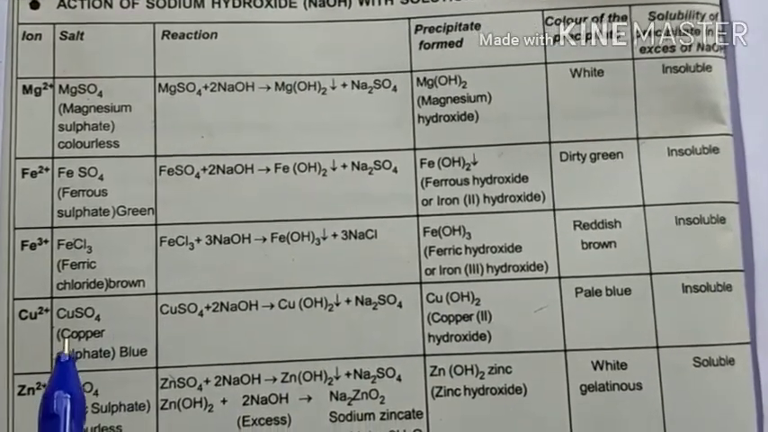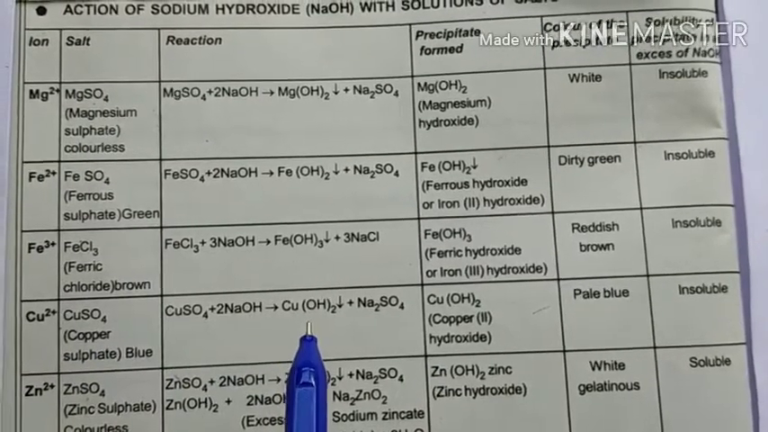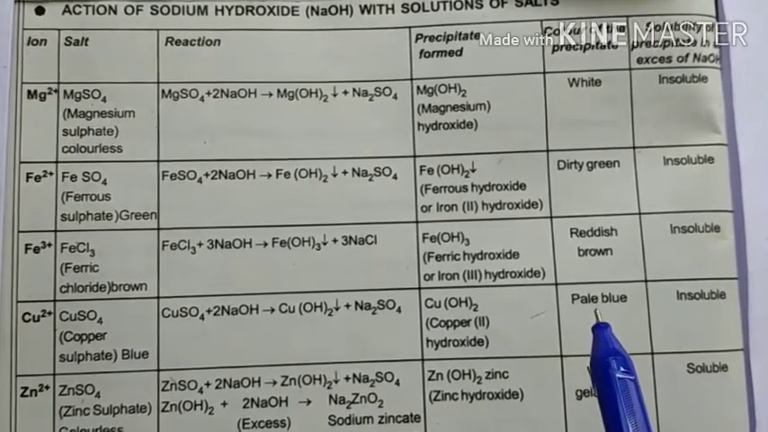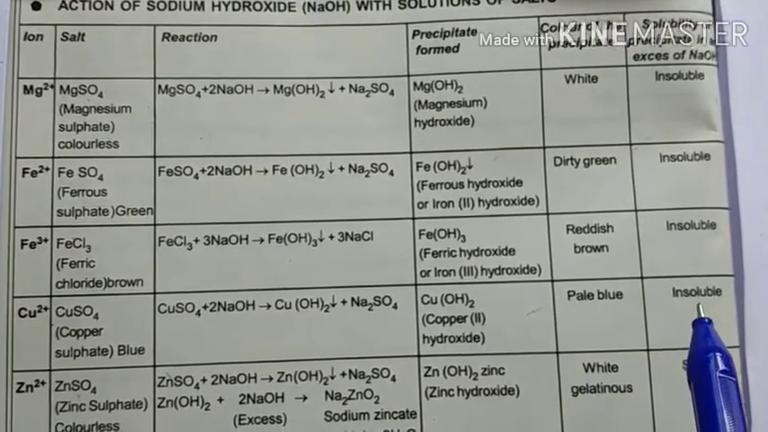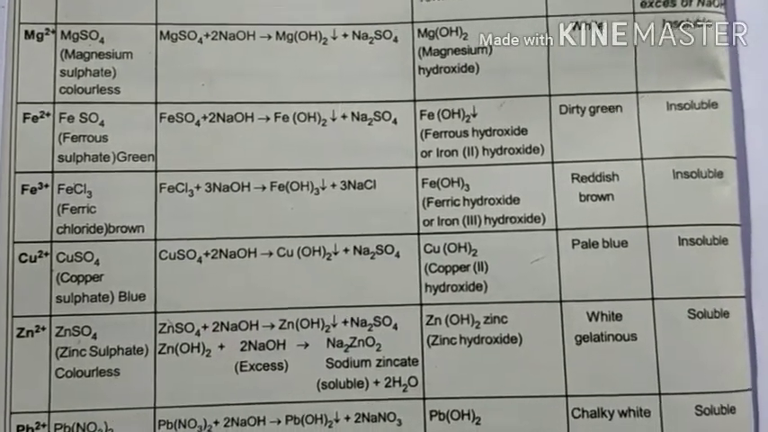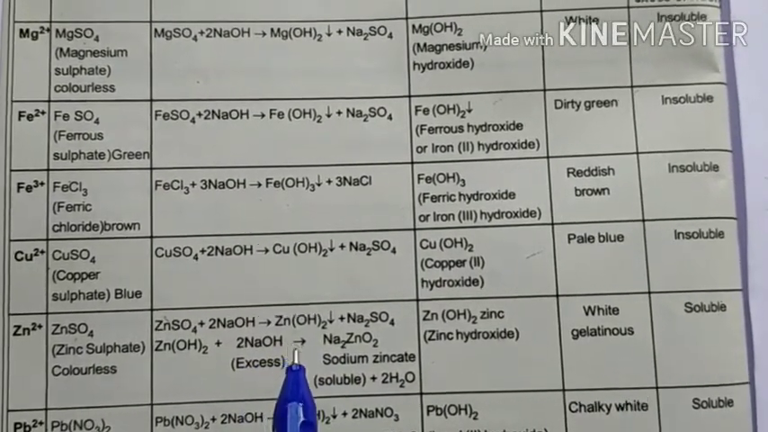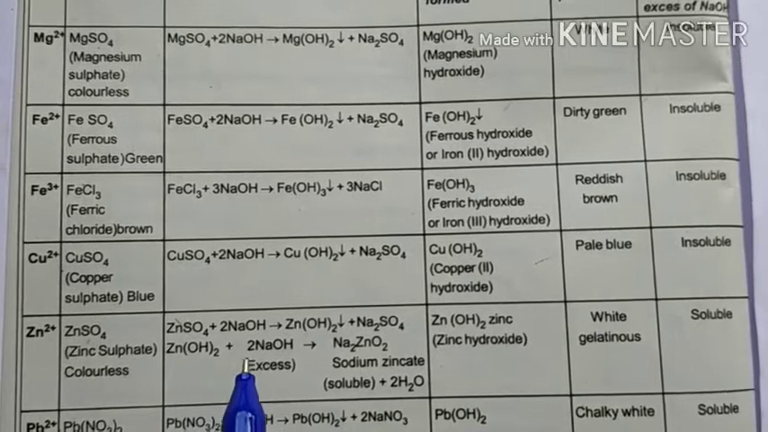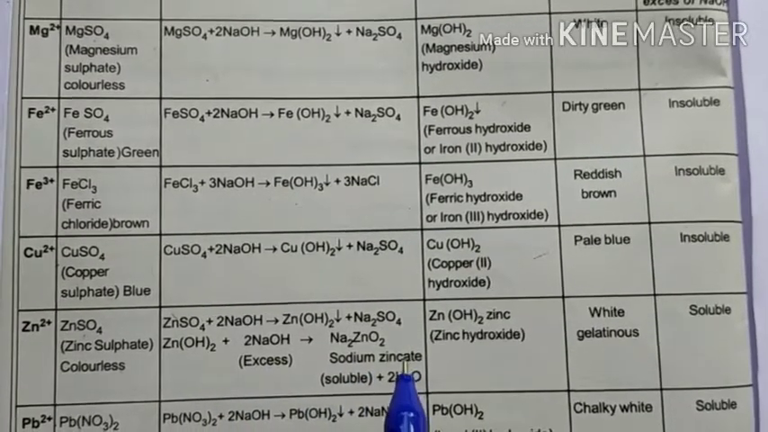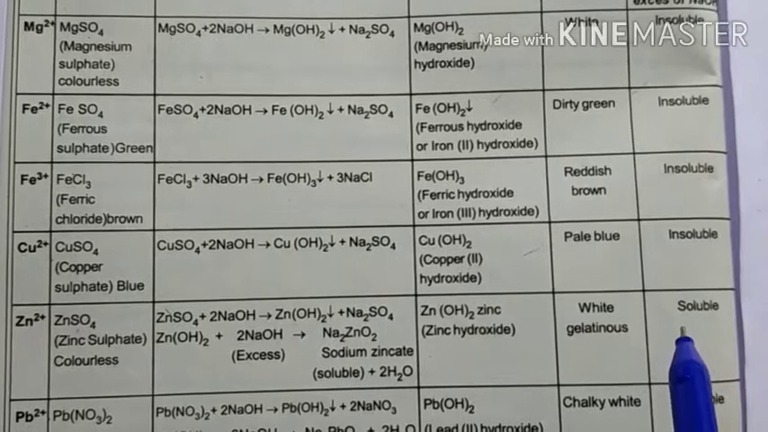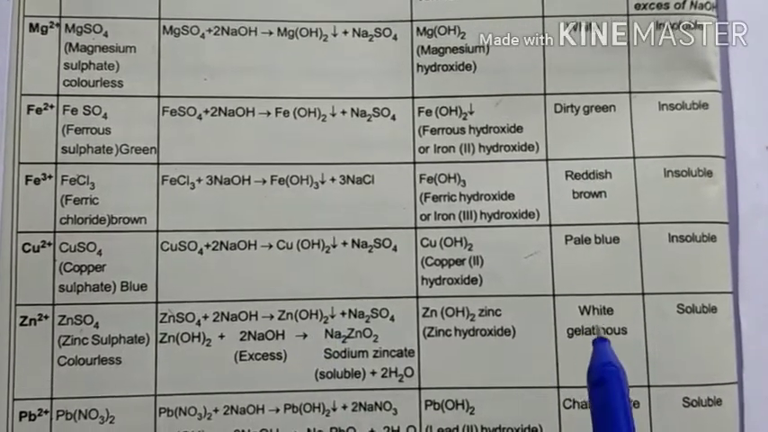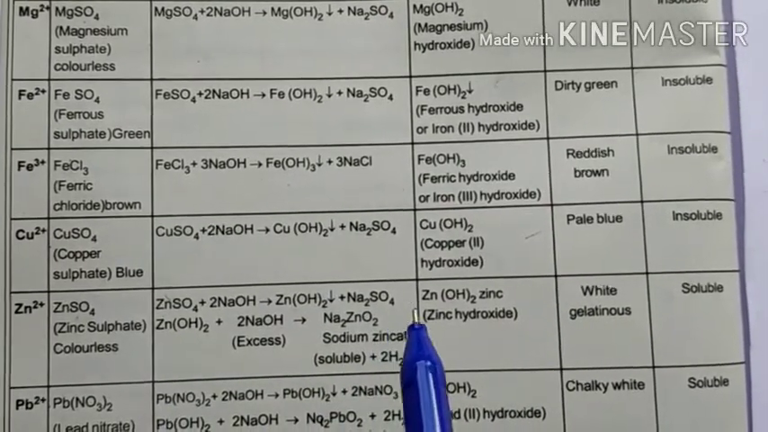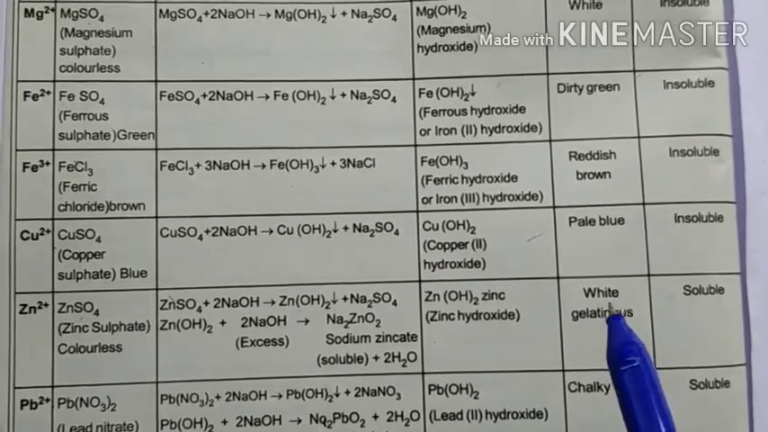In copper salt, it forms copper hydroxide with NaOH, actually copper 2 hydroxide, which is pale blue in color. In excess NaOH, it is still insoluble. In zinc salt, it forms zinc hydroxide, and with excess NaOH it forms sodium zincate, which is soluble in nature. The zinc hydroxide is a white gelatinous precipitate. So a small amount of NaOH in zinc salt forms zinc hydroxide, and an excess amount of NaOH makes it soluble again.